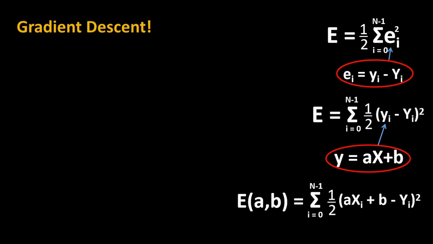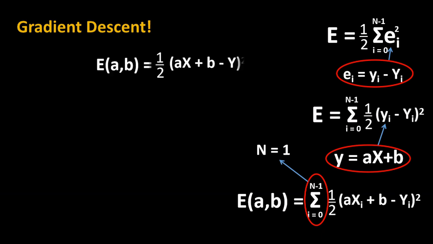So in order to understand gradient descent, let us assume for simplicity that we are dealing with only one sample, that is only one data point, so our n becomes 1. Therefore, we can remove the summation sign and our cost function will look something like this.